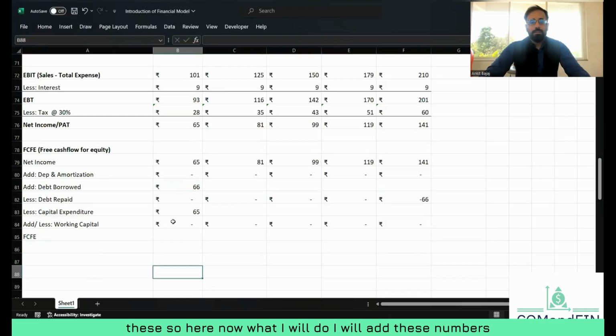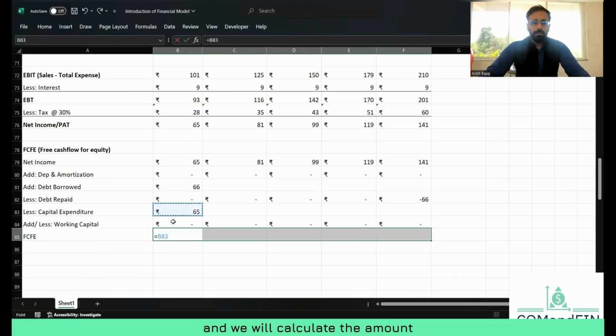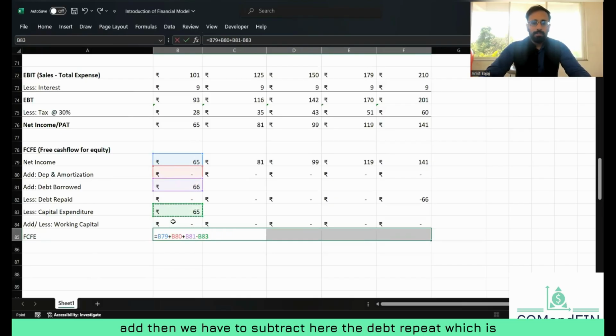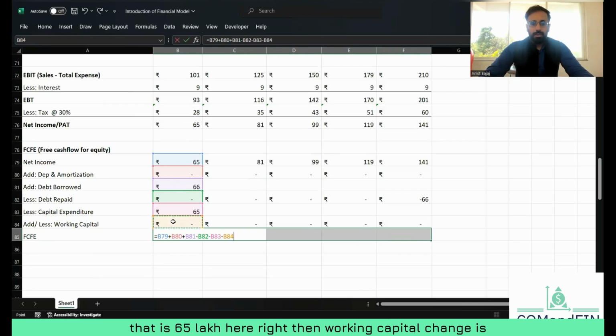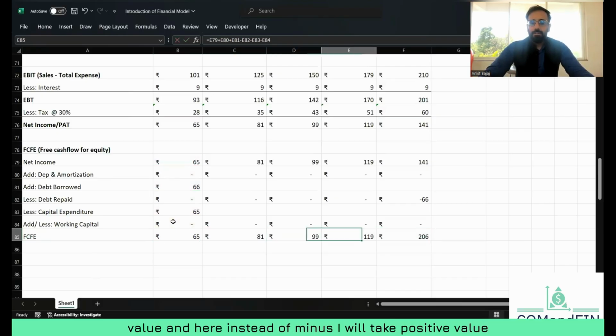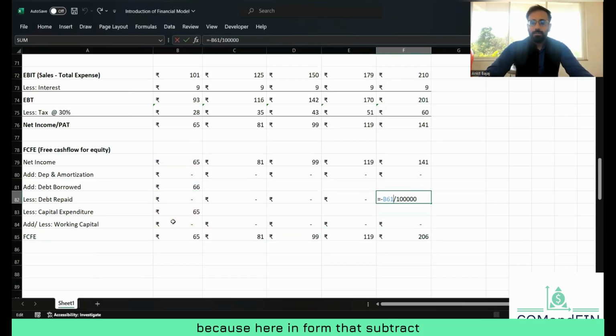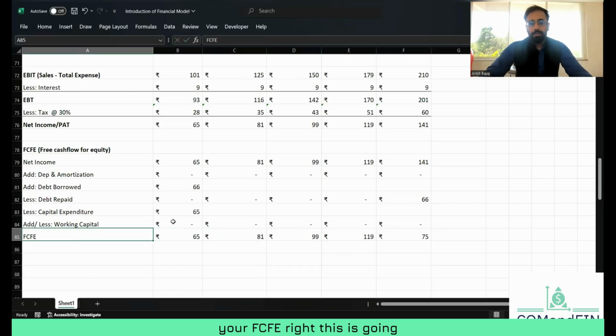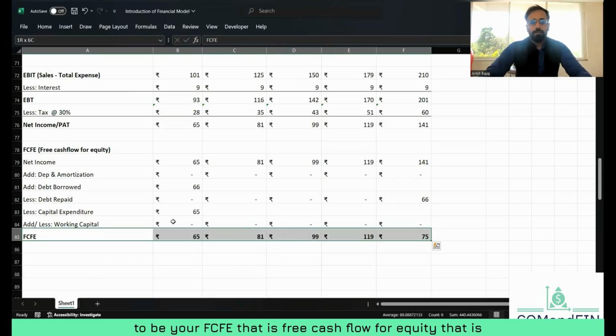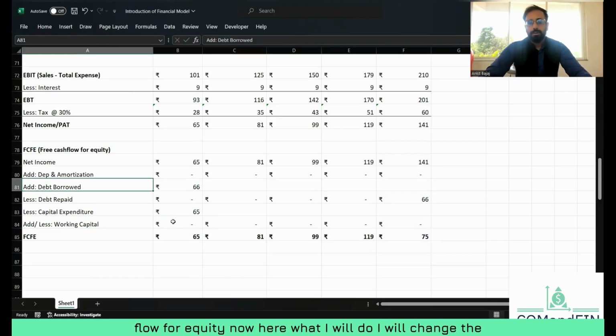So now I will add these numbers and calculate the amount. So 65 lakh plus depreciation and amortization, which is not given here. Debt borrowed we have to add. Then we have to subtract the debt repaid, which is zero, as we won't repay this in the current year. Then capital expenditure we have to subtract, that is 65 lakh. Working capital change is not given here. So instead of minus, I will take the positive value, because in the formula I have subtracted this. So this much is going to be your FCFE, that is free cash flow for equity.